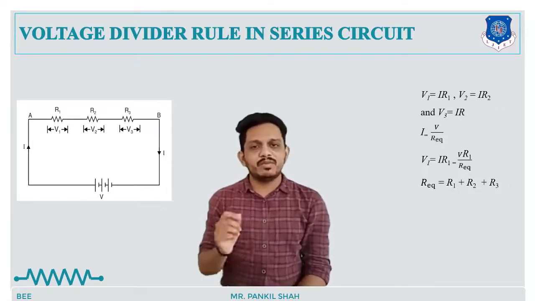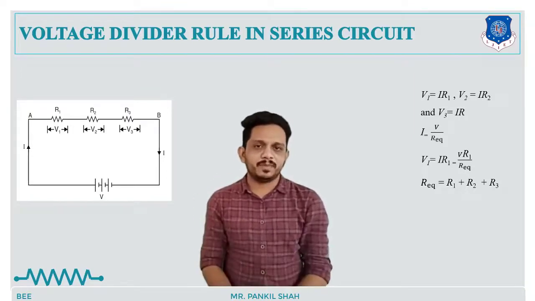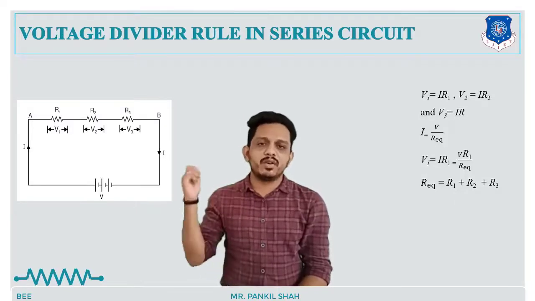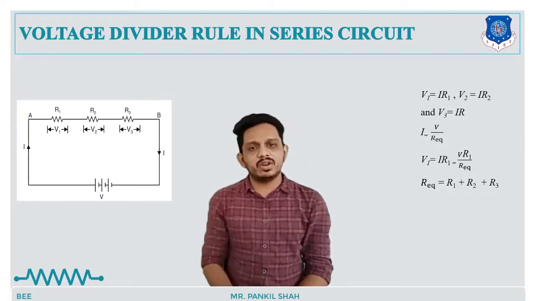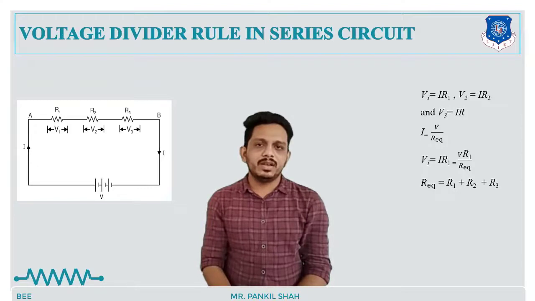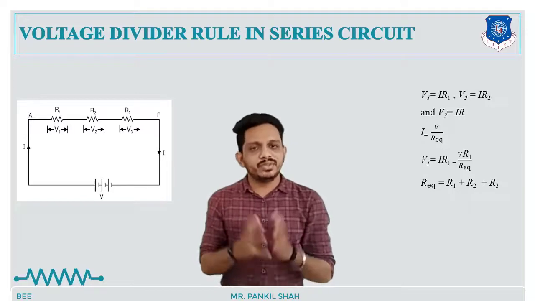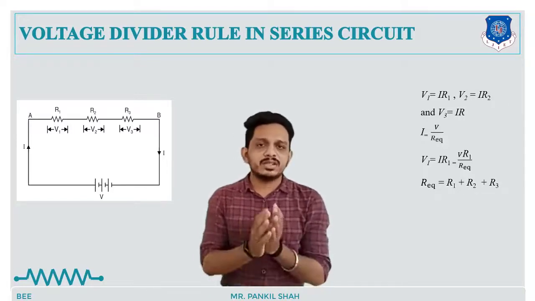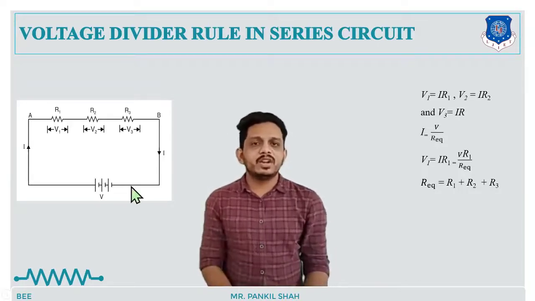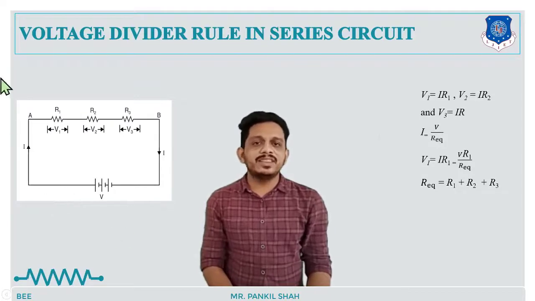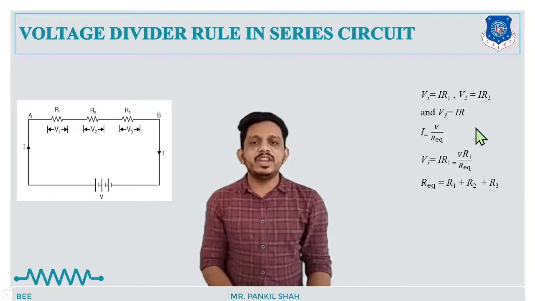But we know the equations of V1, V2, V3 are IR1, IR2, IR3. But I don't want to find the current, because I want to find the voltage drop across the first resistor directly without finding the current. So how can we find the equation of V1 directly? For that, we have to first find the total current I. To derive this equation of the voltage divider rule, first we have to find the current I theoretically. The equation of current I is nothing but the total voltage applied to this circuit divided by the total resistance of this circuit. So you can see here the current I is equal to V upon R equivalent.